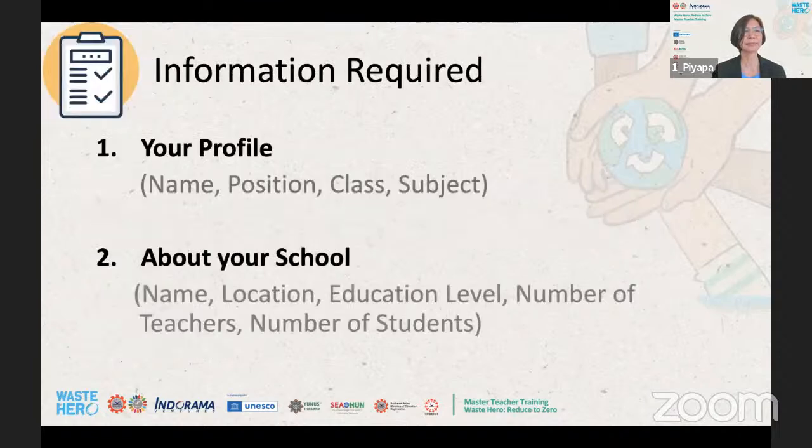Next slide. So what information is required in the post-training report? It's very simple information like your profile: name, position, class, subject, and about your school: name, location, educational level, number of teachers, number of students. Next slide, please.